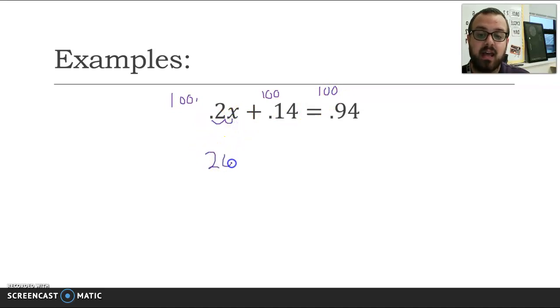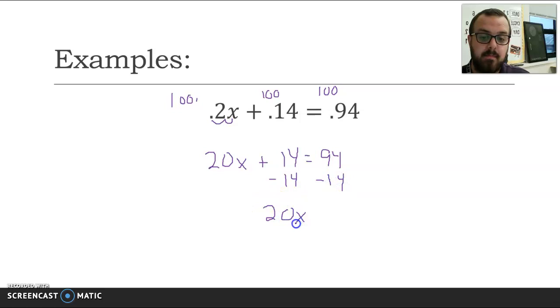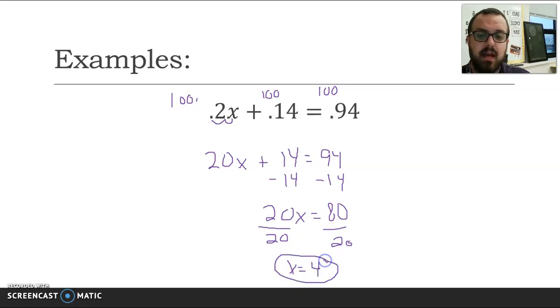So this is going to be 20x plus 14 equals 94. And again, I'll solve like normal. We'll subtract 14, I get 20x equals 80. Divide by 20, and I get that x equals 4. Okay. Again, I multiply by 100. That was the smallest decimal place, so the hundredths. And so I multiply everything by that, and then I have a regular old equation to solve.